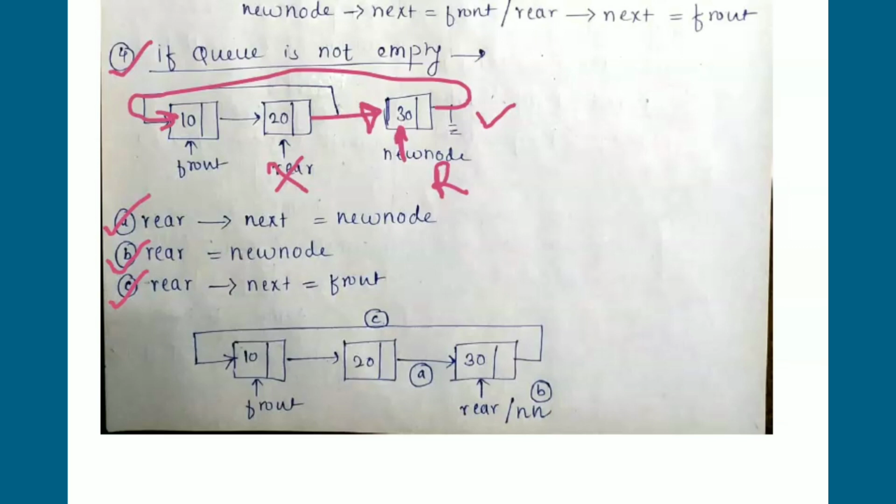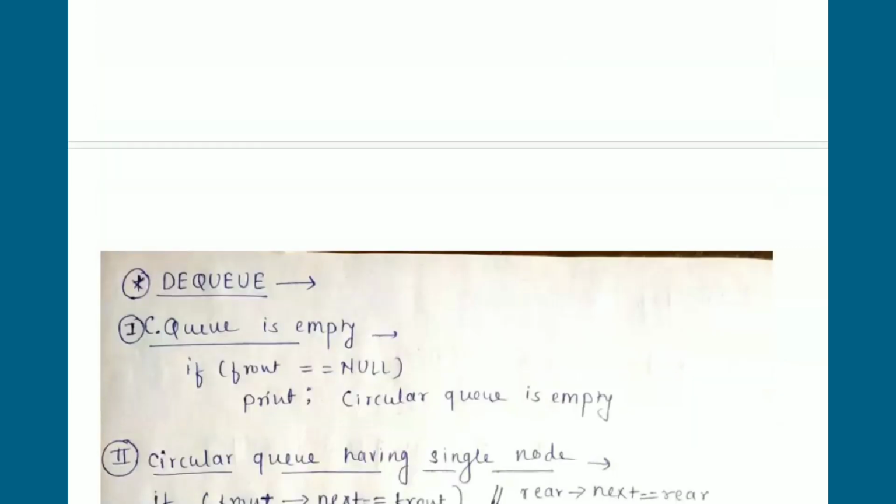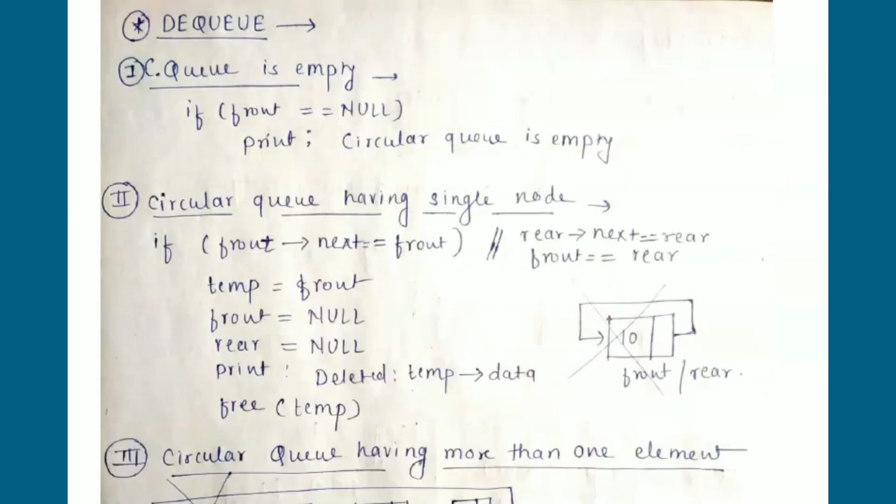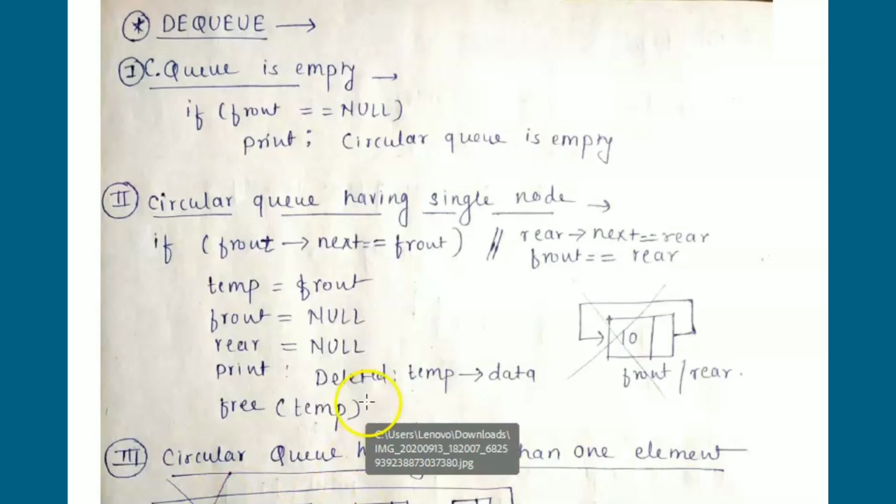Hopefully it is clear to you how to perform the enqueue operation in case of your circular queue. Now we will check the dequeue operation. When you want to perform the dequeue operation in case of your circular queue, again we are deleting a node from the front end of the queue.